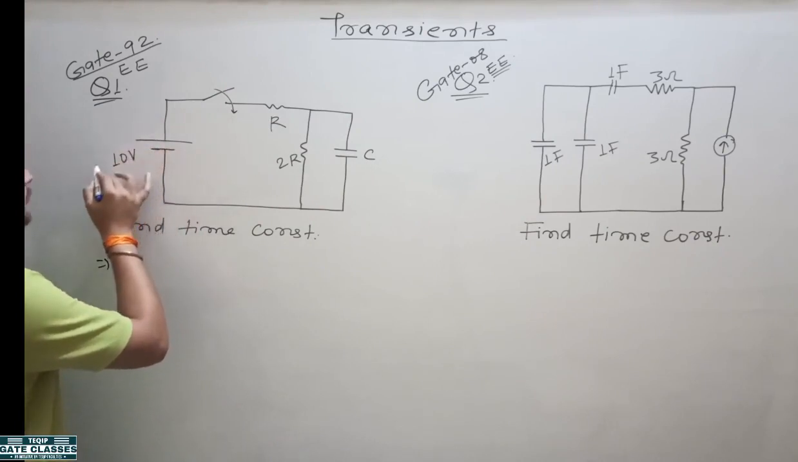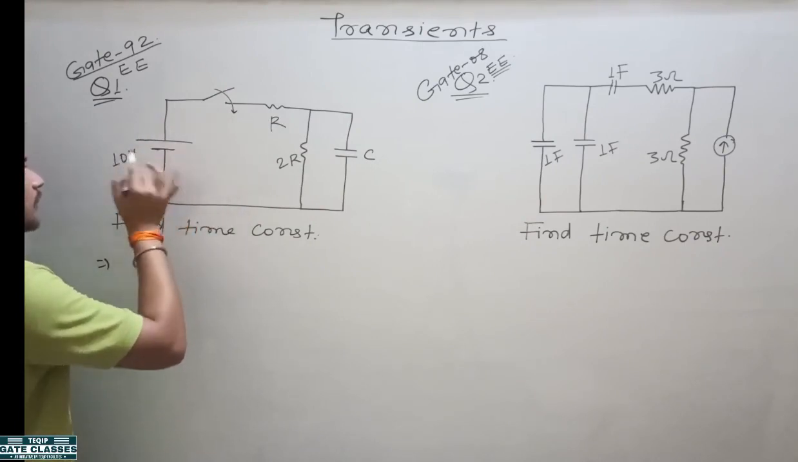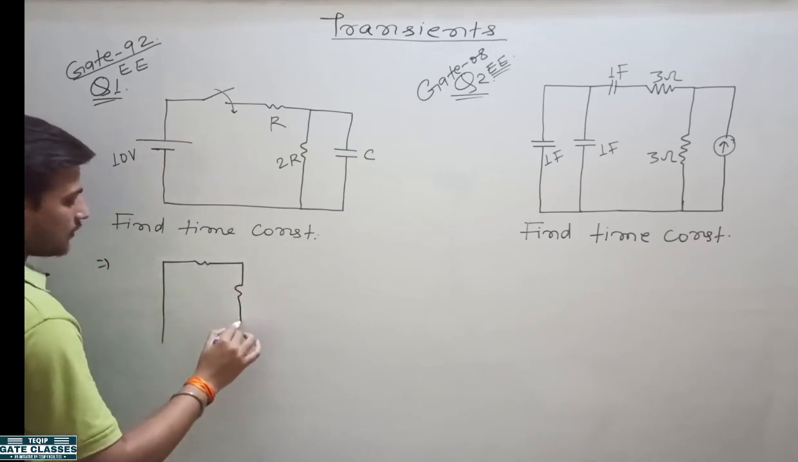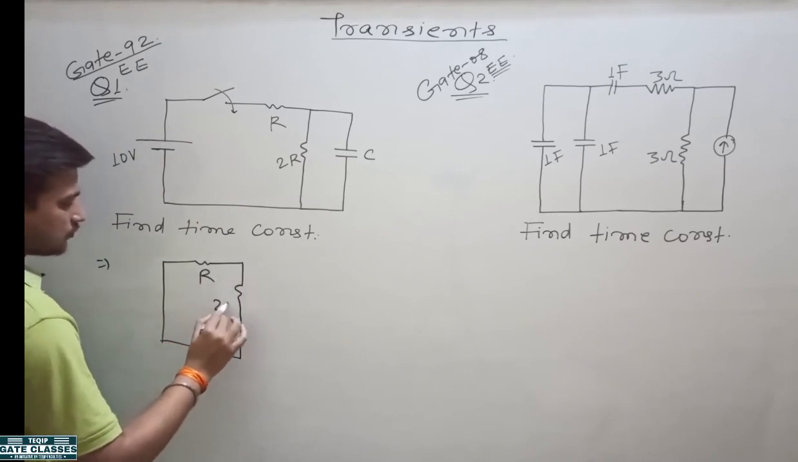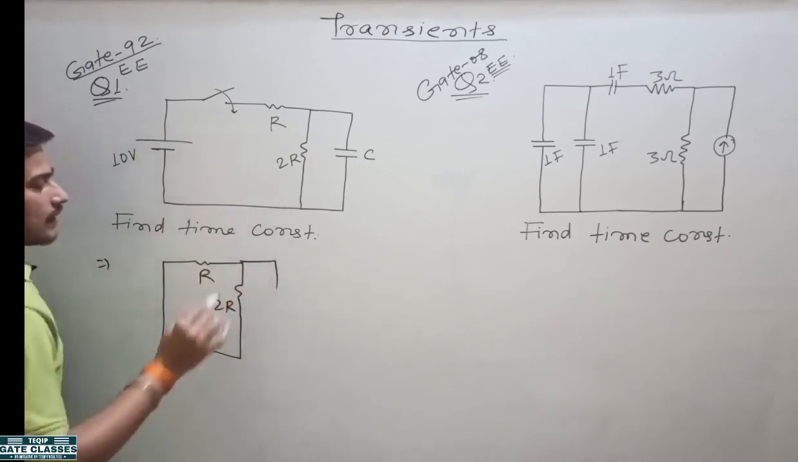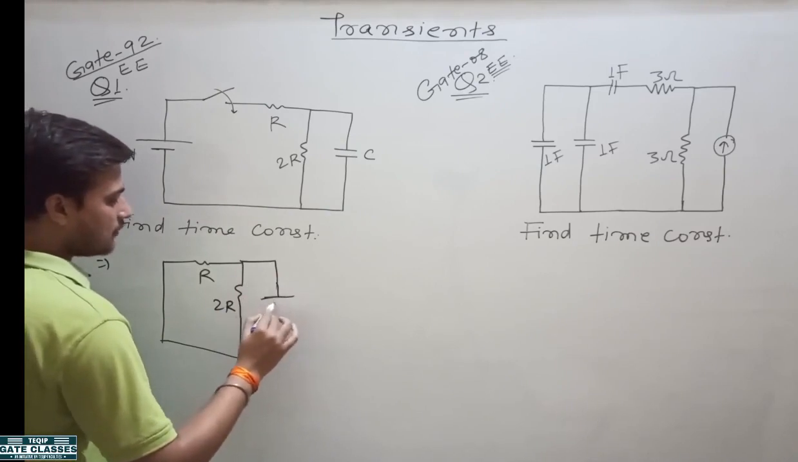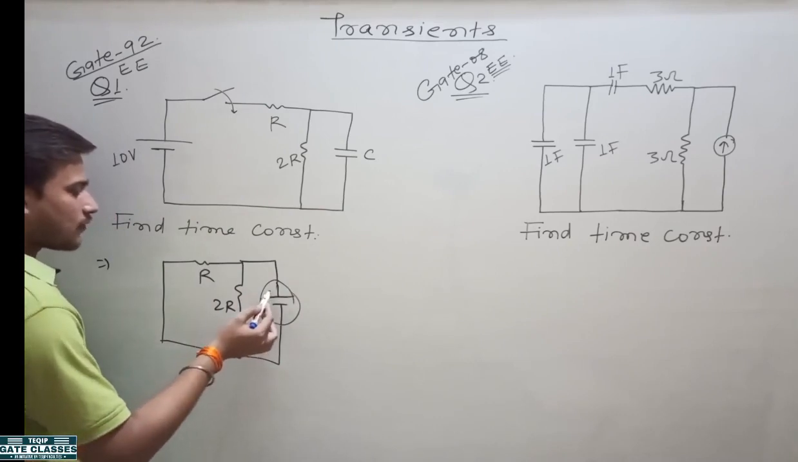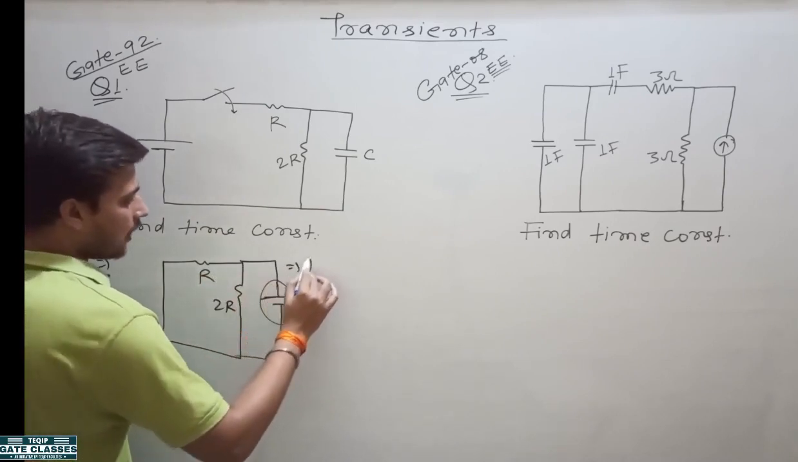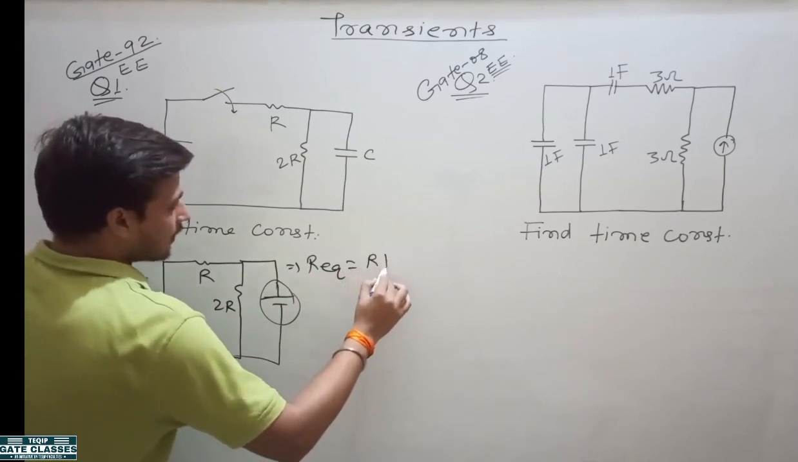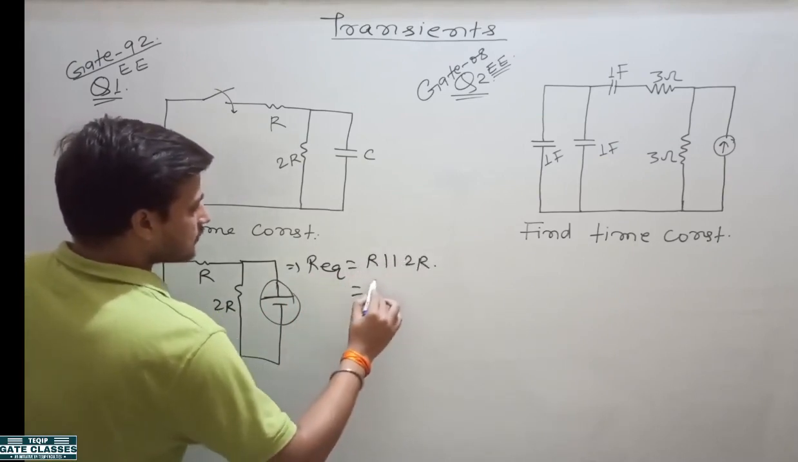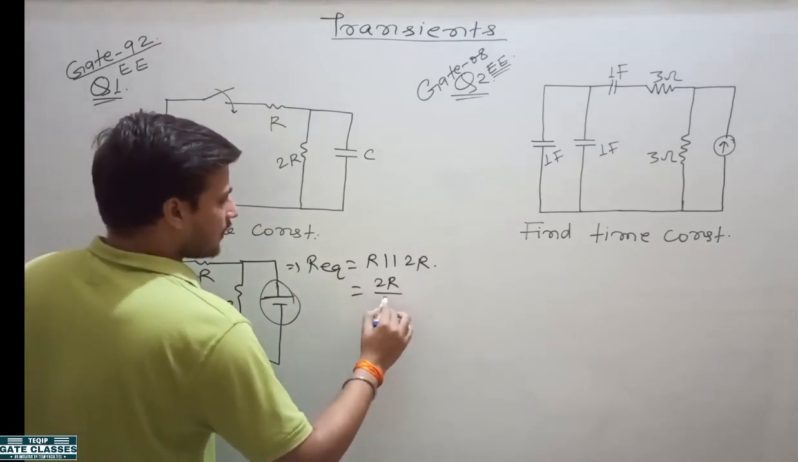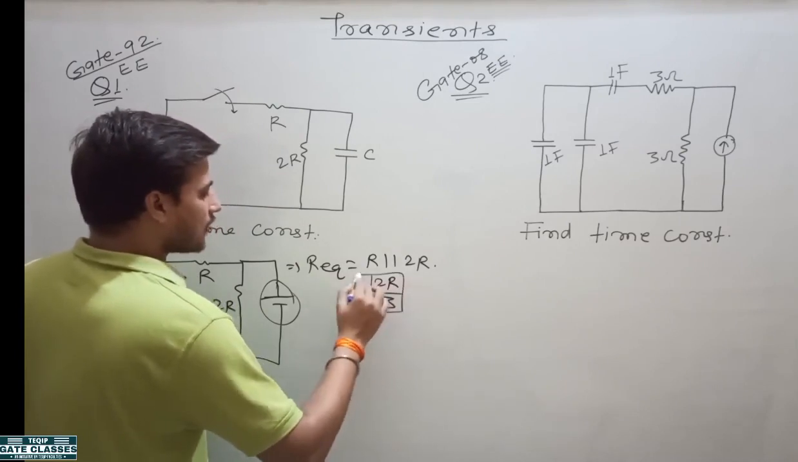What is the rule? We have to deactivate the independent source. So voltage source will be replaced by short circuit. Now we are having two resistors R and 2R, and now there is only one capacitor. So we will treat this capacitor as a voltage source and we will find R equivalent. So R equivalent for this source will be equal to how much? R equivalent will be equal to R parallel to 2R. So from here its value will be 2R divided by 3.